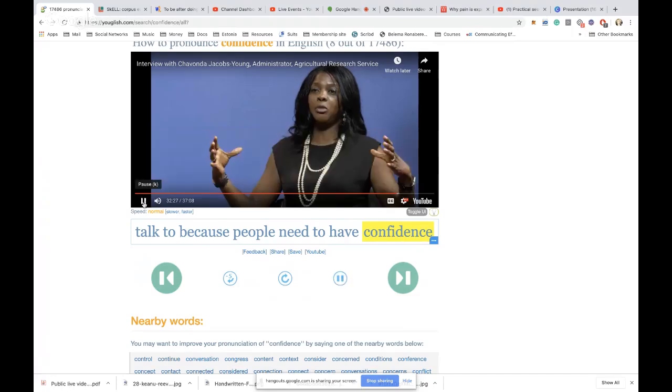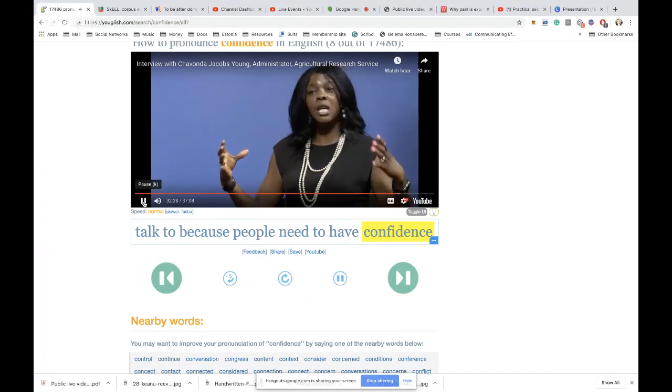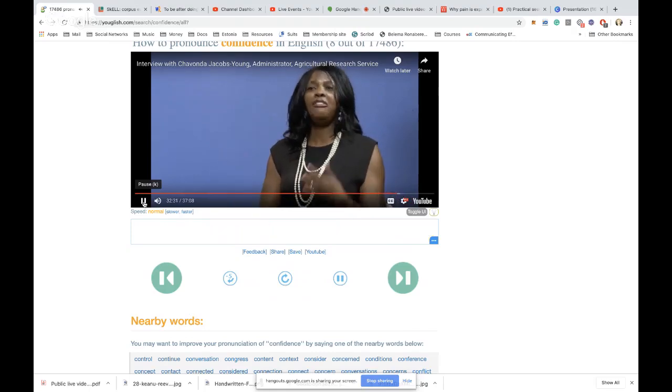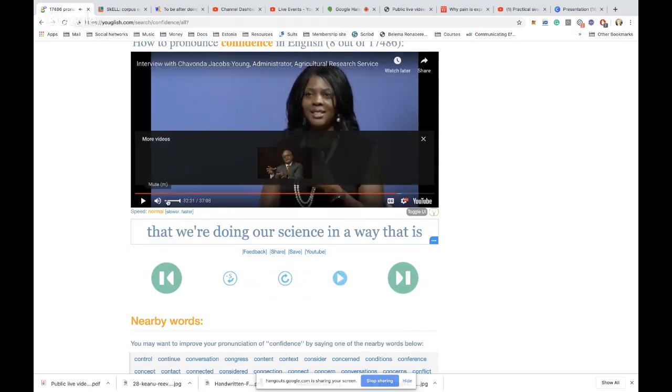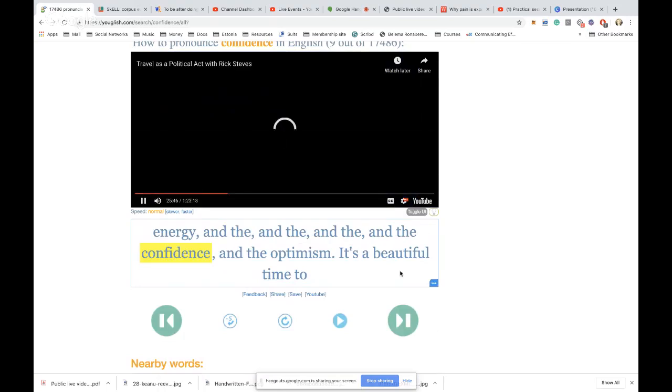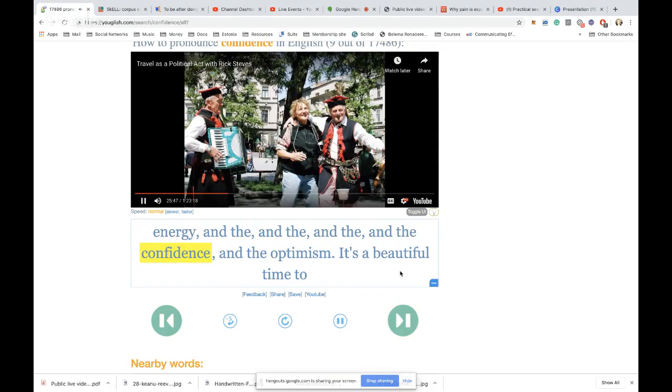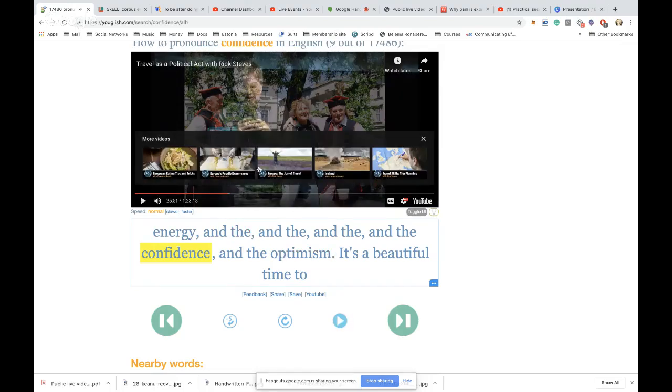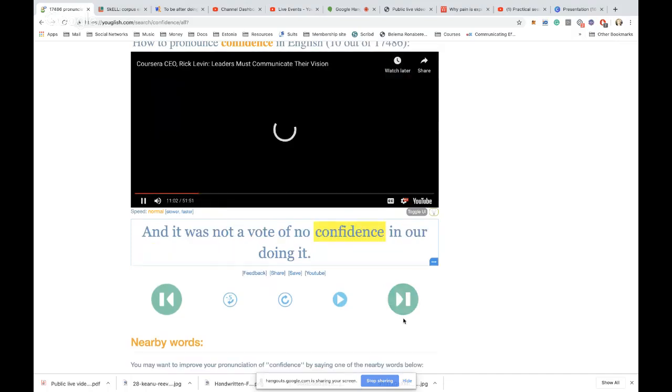For example, this one. Of people that we talk to, because people need to have confidence. She doesn't explain what kind of confidence. Energy and the confidence and the optimism. Here, I'm not sure we need to listen to the entire talk, Travel and Political Act with Rick Steves, to understand why he uses the article.